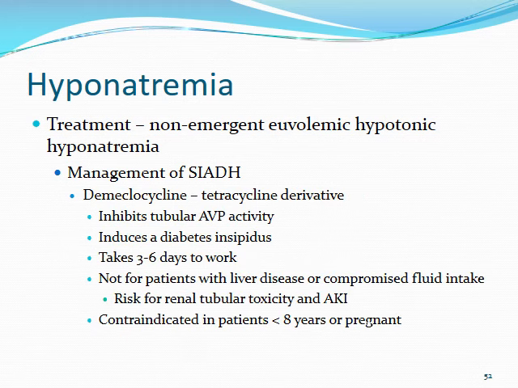Some other things we can utilize to help limit the activity of ADH, some antagonists, would be one that is demeclocycline. This is actually a tetracycline derivative. It doesn't really have any good antibiotic activity, but is very good at inhibiting the tubular activity of arginine vasopressin, or ADH. So essentially what you end up seeing is kind of a diabetes insipidus being developed, where you're going to be losing more free water, hopefully holding on to more of that sodium. It takes a few days to kick in, say around 3 to 6 days.